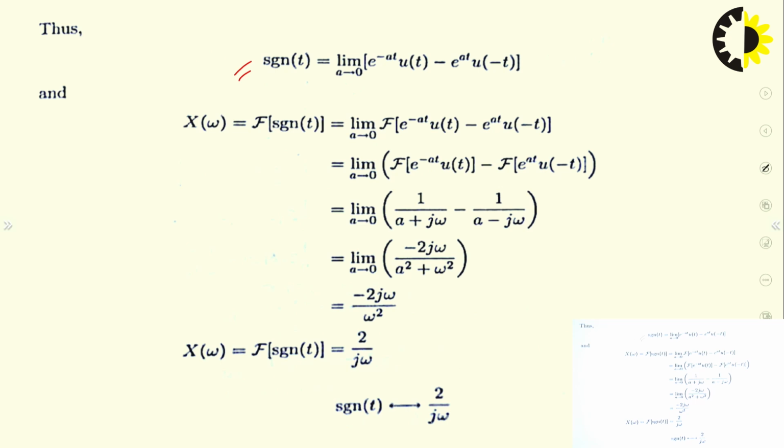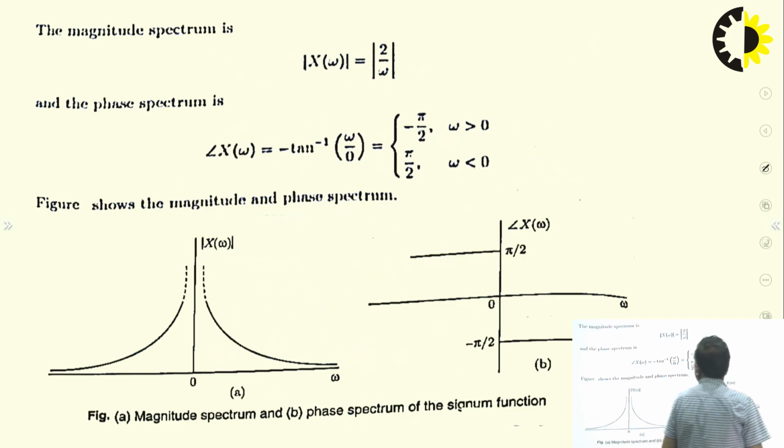Then we will take the Fourier transform on both sides. The Fourier transform of e to the power minus at u(t) is 1 upon a plus j omega, and of e to the power at u(minus t) is 1 upon a minus j omega. After solving this we have 2 upon j omega. So this is the Fourier transform of the signum function, 2 upon j omega.